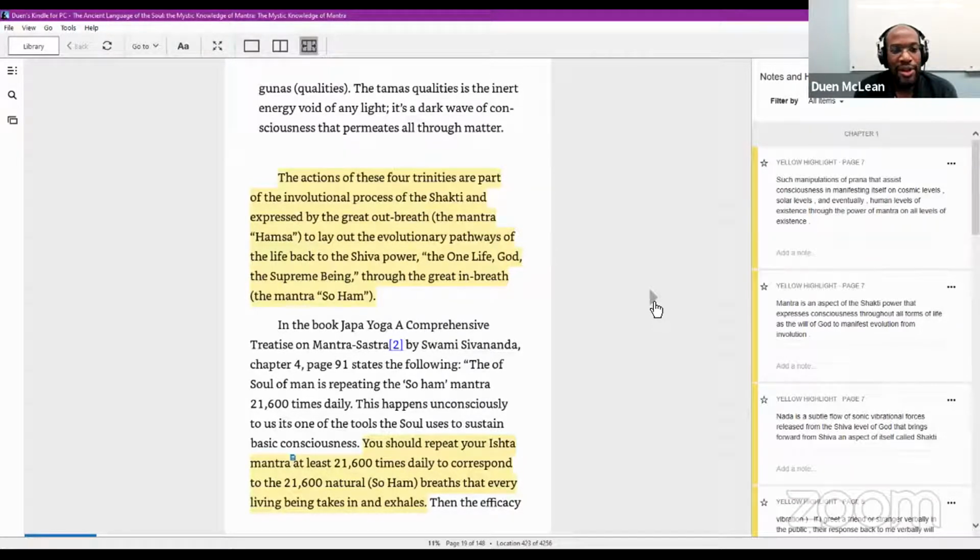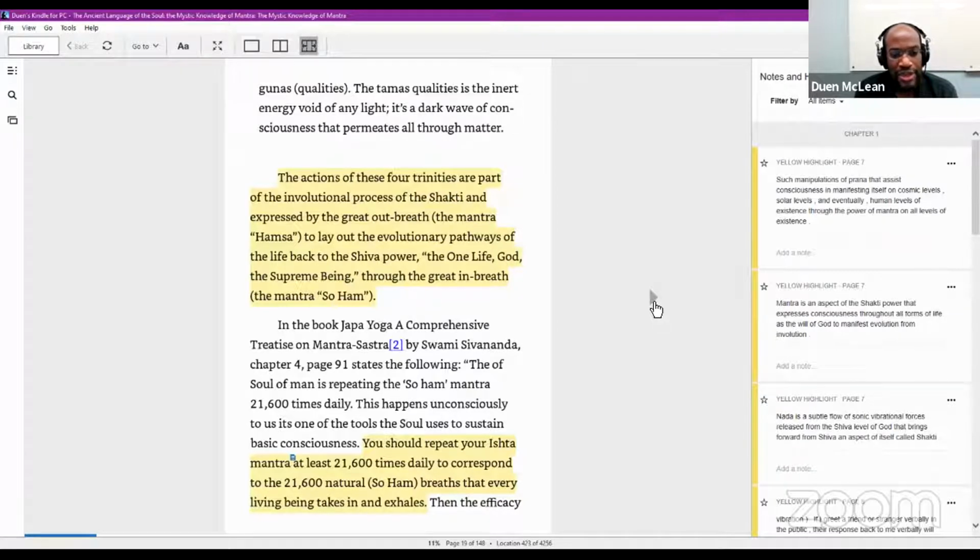The actions of these four trinities are part of the involutional process of the Shakti and expressed by the great out-breath, the mantra, Hamsa, to lay out the evolutionary pathways of the life back to the Shiva power, the one life, God, the supreme being, so that through the great in-breath, the mantra, So, and Ham.